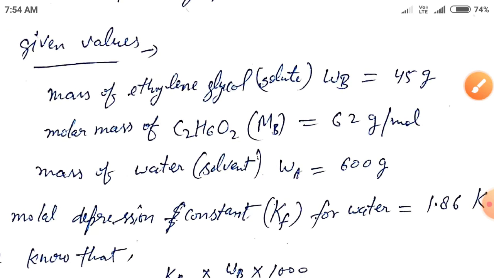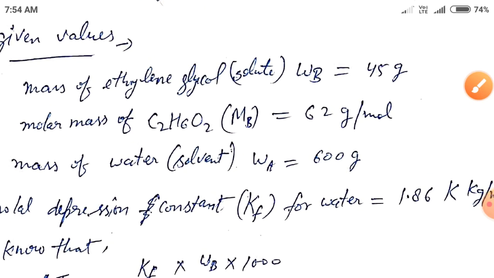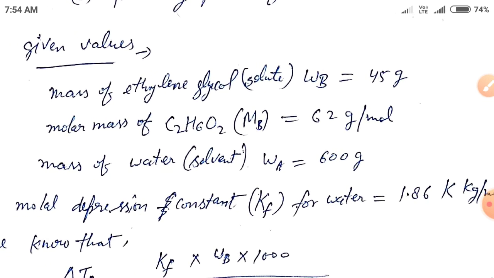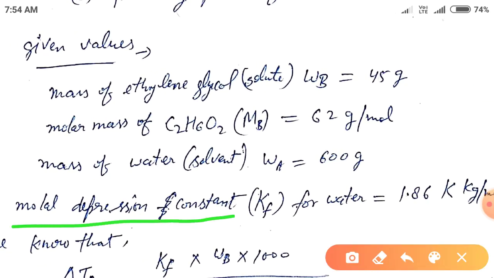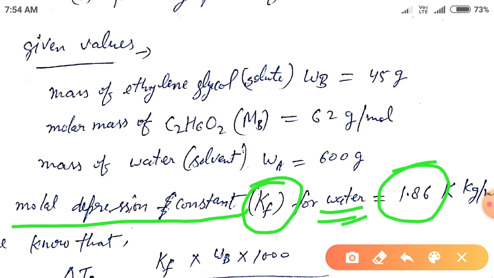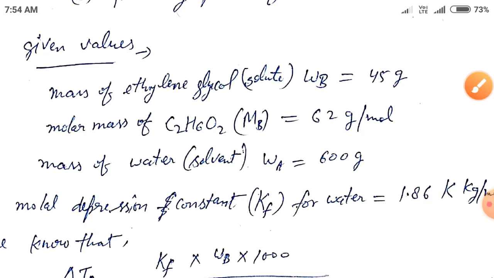And we already know the molar depression constant for water. Molar depression constant, that is Kf for water, is 1.86 Kelvin kg per mole.